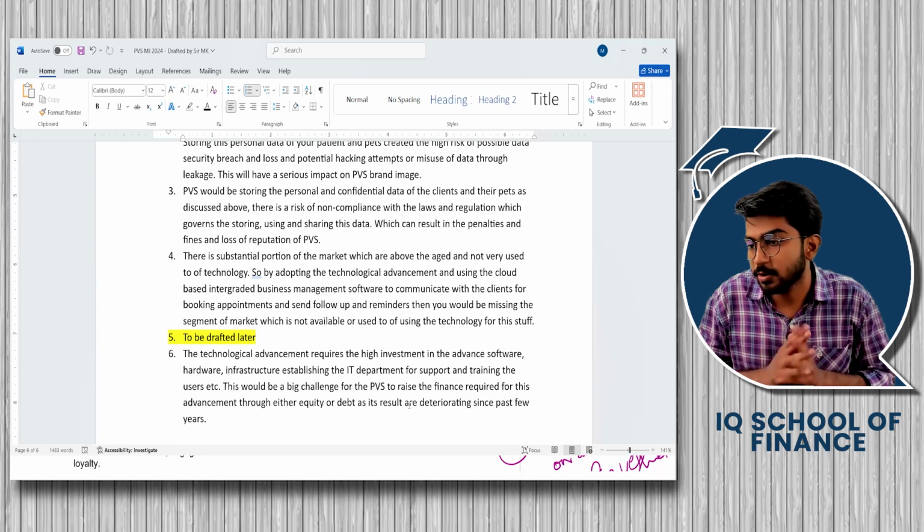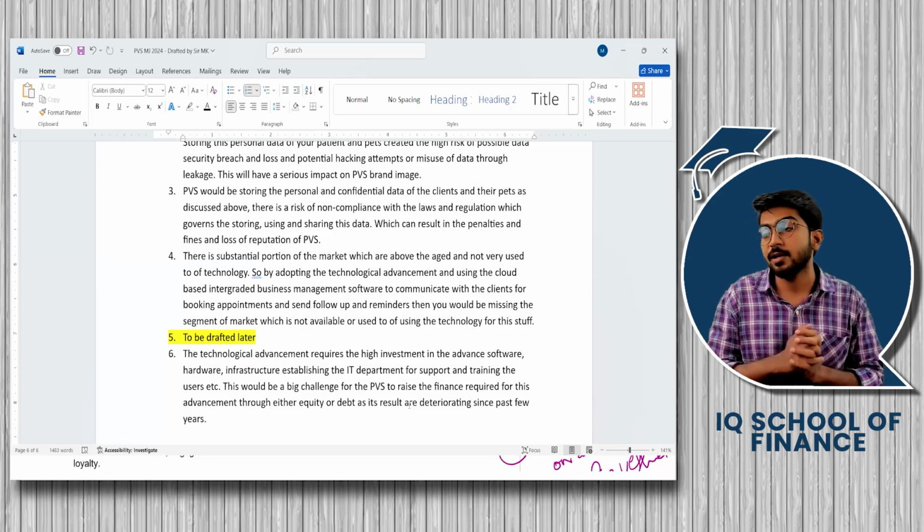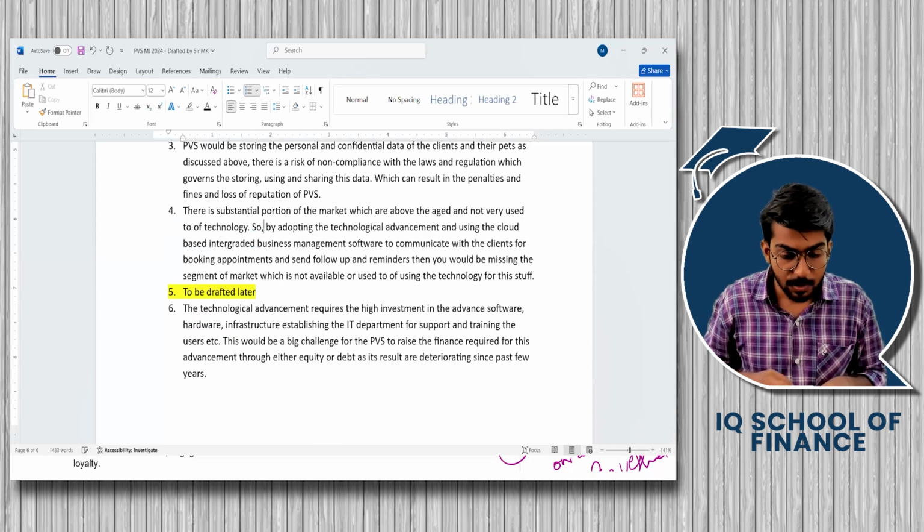Pooja is saying investment in technology such as one-time hardware costs, good software integration costs require huge funds. PVS is unlisted and all equity finance and would be difficult to raise finance via IPO. Also, the revenue is falling since 3 years, making it difficult for the company to invest in the technology and can affect the working capital and cash flow of the PVS. Good, Pooja. Good point. All right.